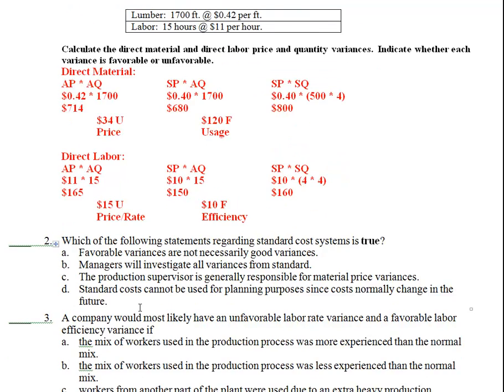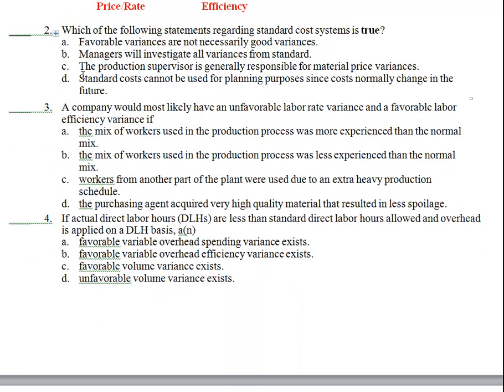Now we have a couple of conceptual type questions about your variances. Question number 2 says, which of the following statements regarding standard cost systems is true? It says favorable variances are not necessarily good variances. Well, that's false because favorable means it is good. Managers will investigate all variances from standard. They definitely can and sometimes will. So we definitely want to keep that in mind as we read the next couple of answer selections.